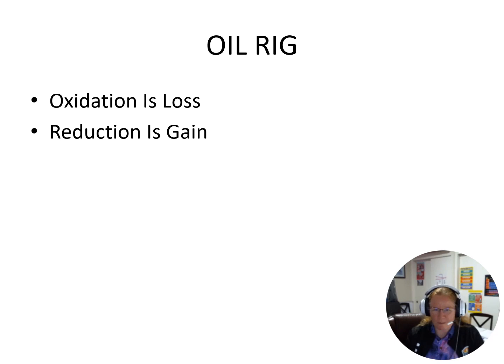We have this cool mnemonic, OIL RIG. We use it all the time in my lab. Oxidation is loss, reduction is gain. And what we're referring to is loss and gain of electrons. So let's take a look at a couple half reactions and put a whole thing together so you can see how it works.